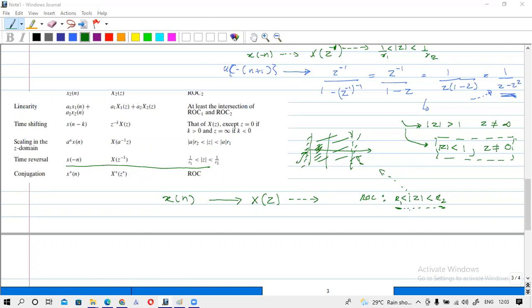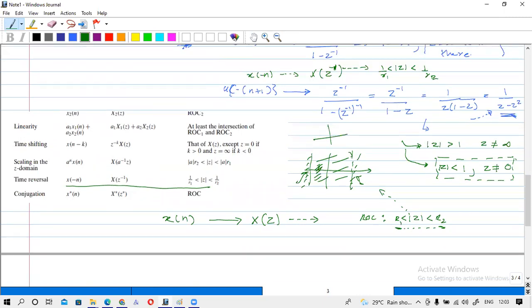Just as I mentioned, we take an arbitrary region for z. So the ROC will be some kind of region like this. This is the upper limit for the region, and this will be the lower limit for the region. I hope this is okay.